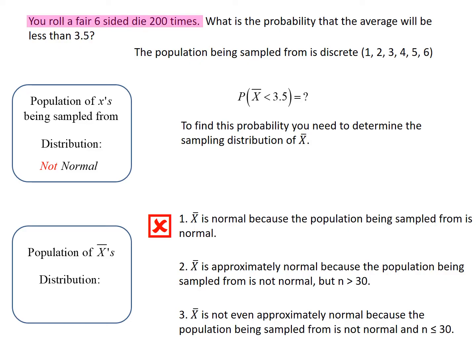How many times are we rolling the die? This is the average of 200 rolls. 200 is definitely more than 30, so this is not even close. So, yeah, the central limit theorem says X bar will be approximately normal, which obviously rules out option 3. So even though the population we sampled from was not normal, our sample size was big enough that X bar decided to behave in this very predictable, normally distributed way.